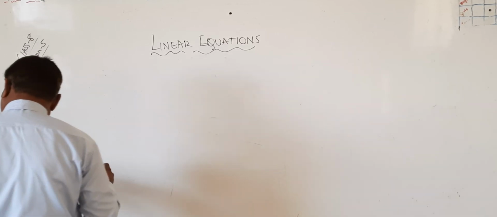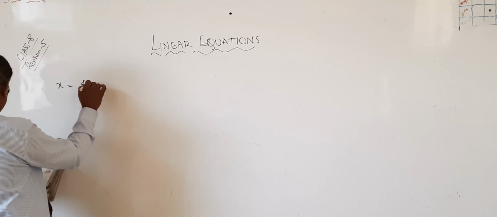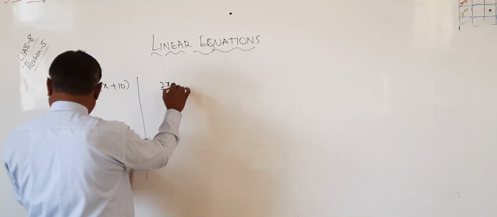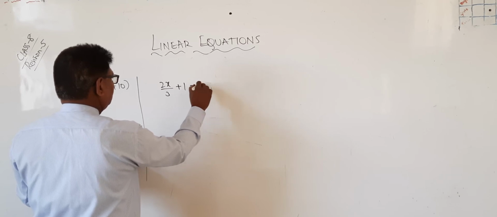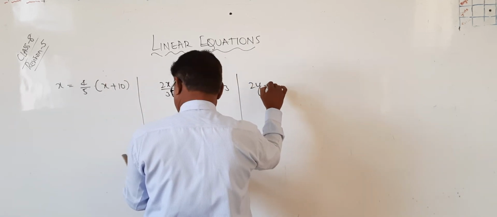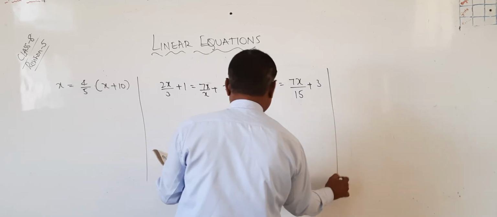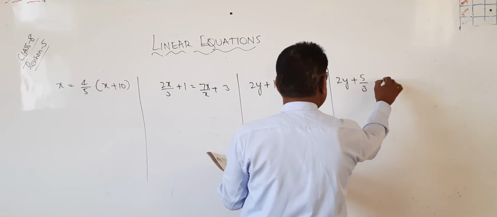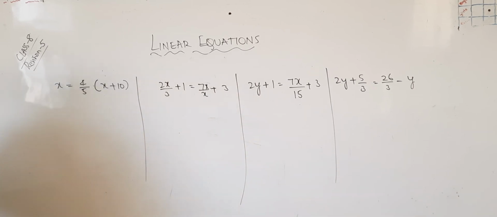Yes. Some more problems on the same set. x is equal to 4 by 5 into x plus 10, 2x by 3 plus 1 is equal to 17x, 7x plus 3, 2y plus 1 equal to 7x by 15 plus 3, 2y plus 5 by 3 equal to 26 by 3 minus. Yes, this is one more set of problems.